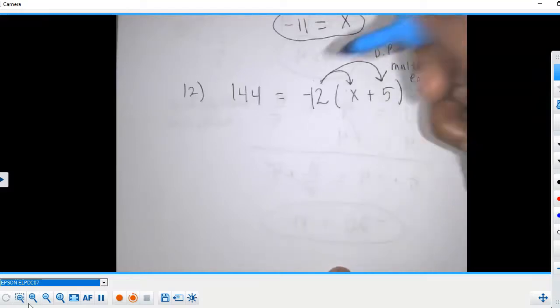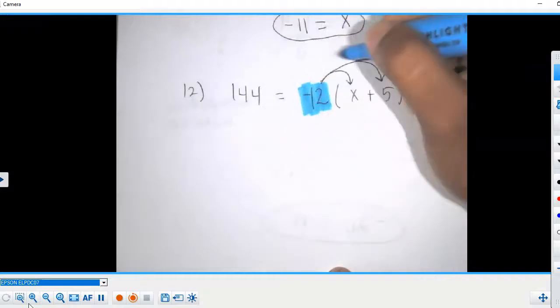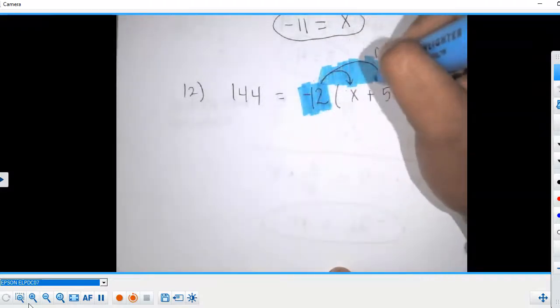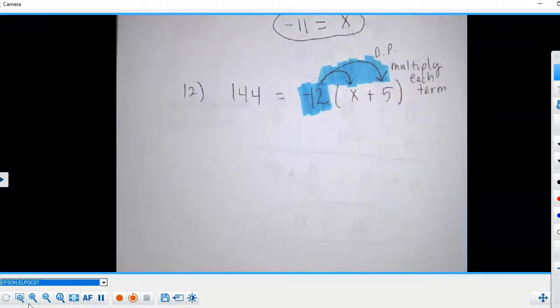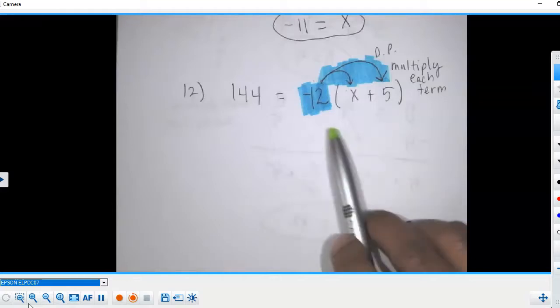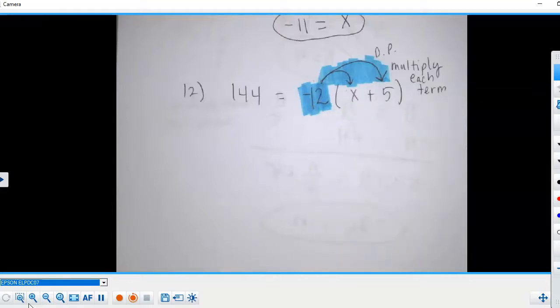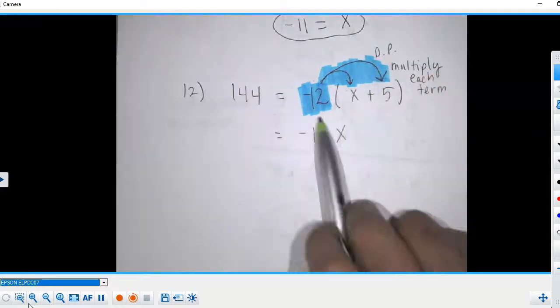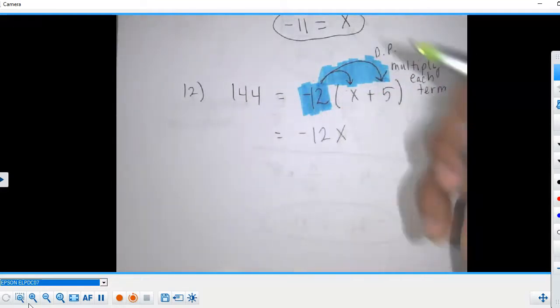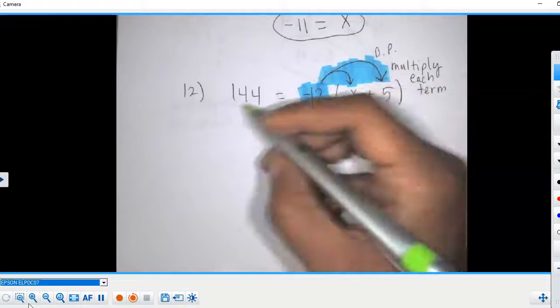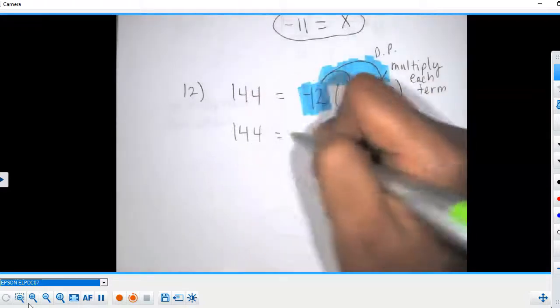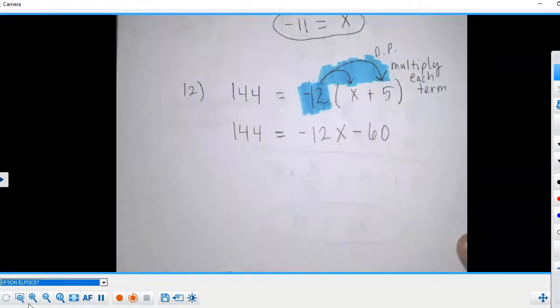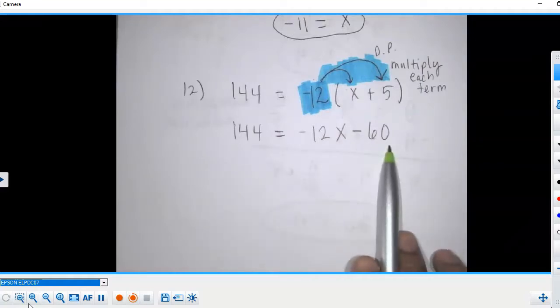I'm going to highlight the negative 12 and those arrows, and I have to do that first. Negative 12 times x is negative 12x. Negative 12 times 5 is negative 60. Don't forget about the 144 on the left side. Now we have something nice and linear because our terms are right next to each other.